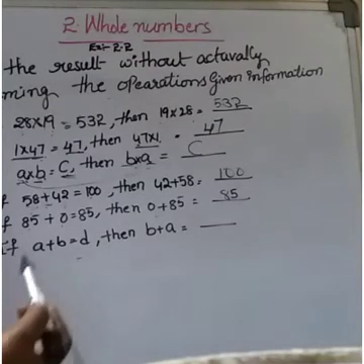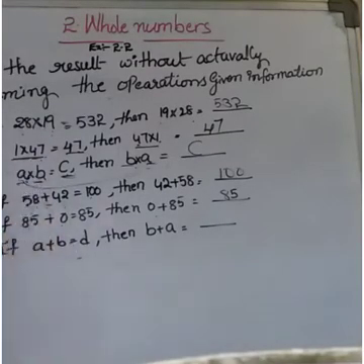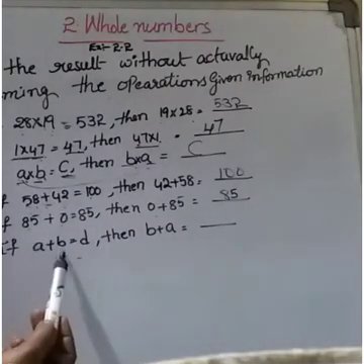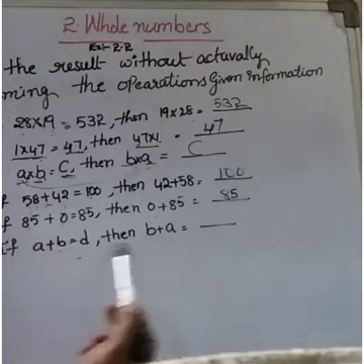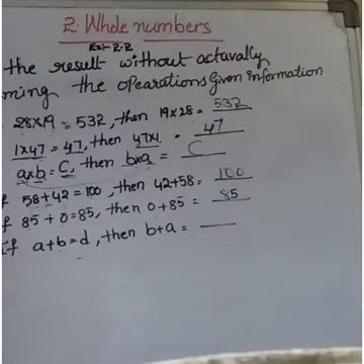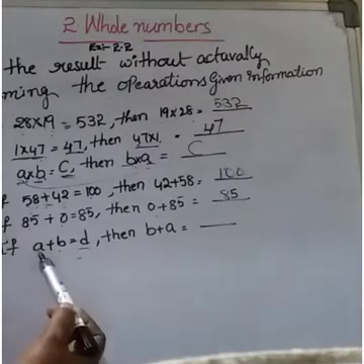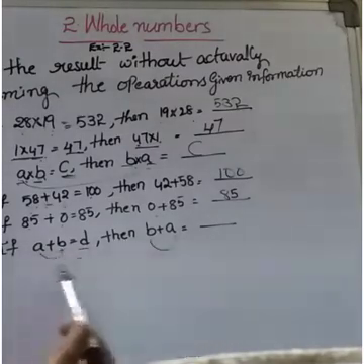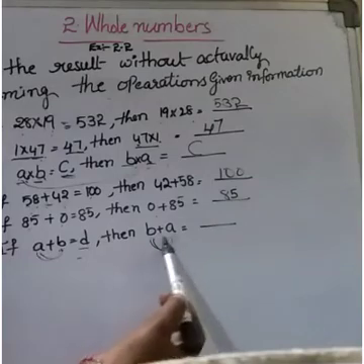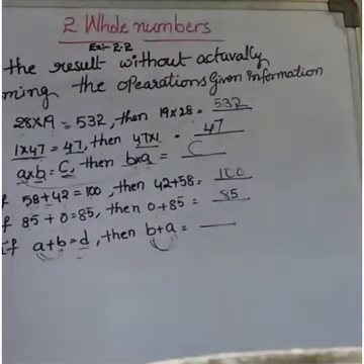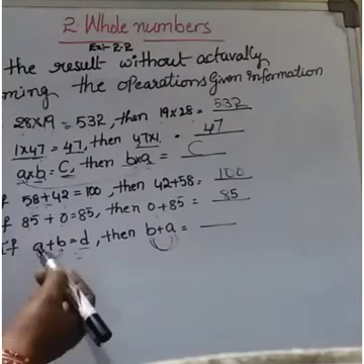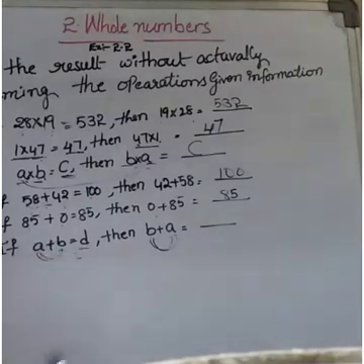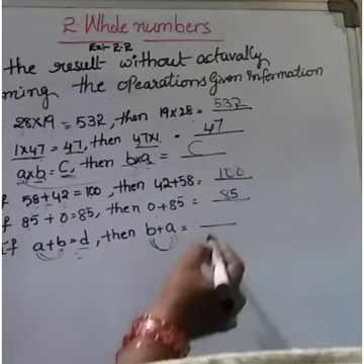Property of addition. This is the property of multiplication of whole numbers. This is the property of addition for whole numbers. A plus B is equal to D. Then B plus A, what do we get here? Here also we have to get the same answer. A plus B, B plus A, only the places change. So what answer do we get here? We have to get the same. A plus B equal to D, B plus A equal to D.